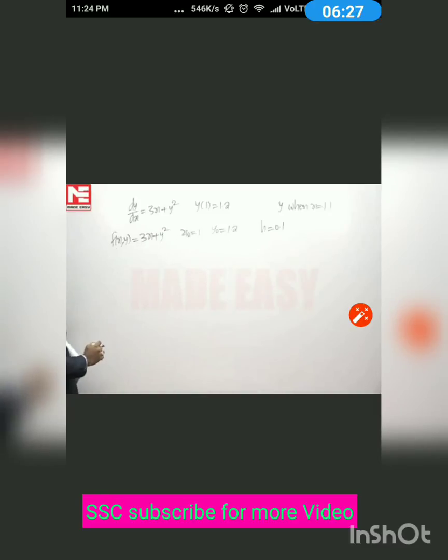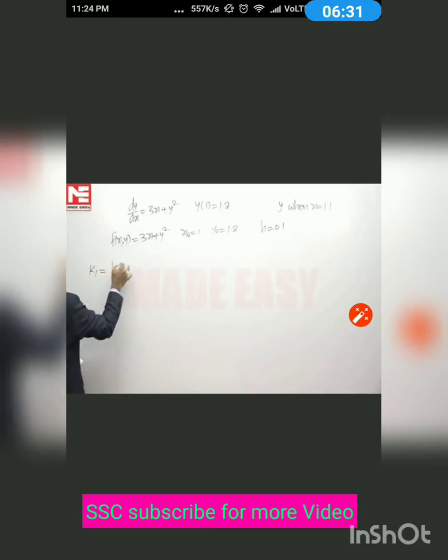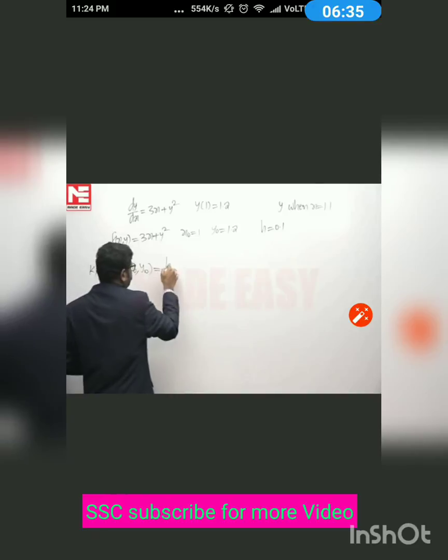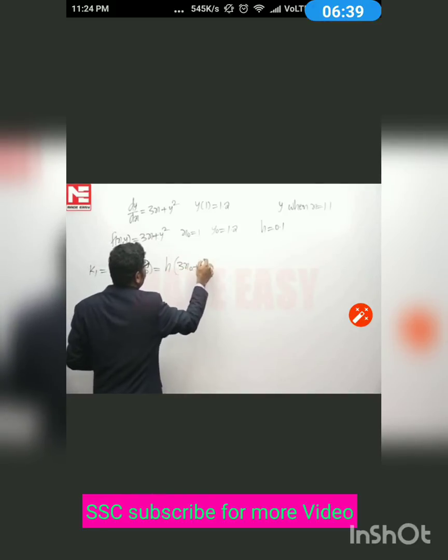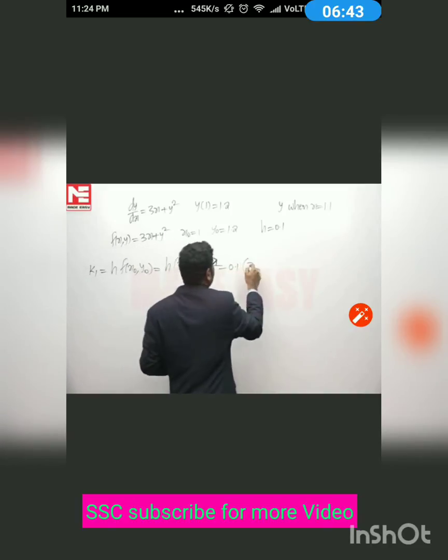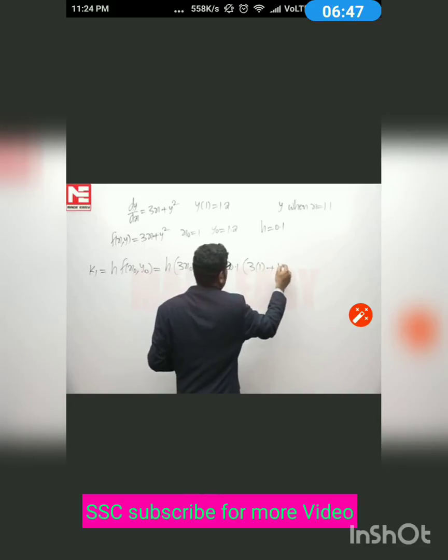To apply the RK second order method, first we have to find k1. k1 is h times the function of x naught, y naught, that is 3x naught plus y naught square. h is 0.1, 3 into x naught, where x naught is 1, plus y naught square, that is 1.2 whole square.